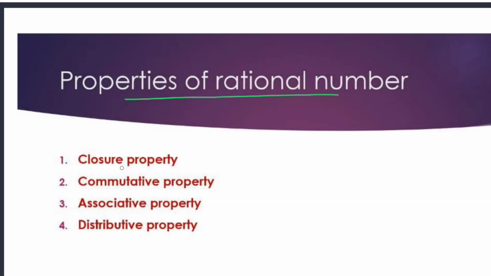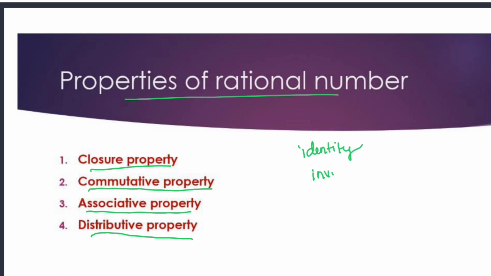Properties of rational numbers. We have 4 properties here. First property, closure property, then commutative property, third one associative property, and fourth one distributive property. Apart from this, we have 2 more properties, that are identity and inverse property, that we can discuss later.